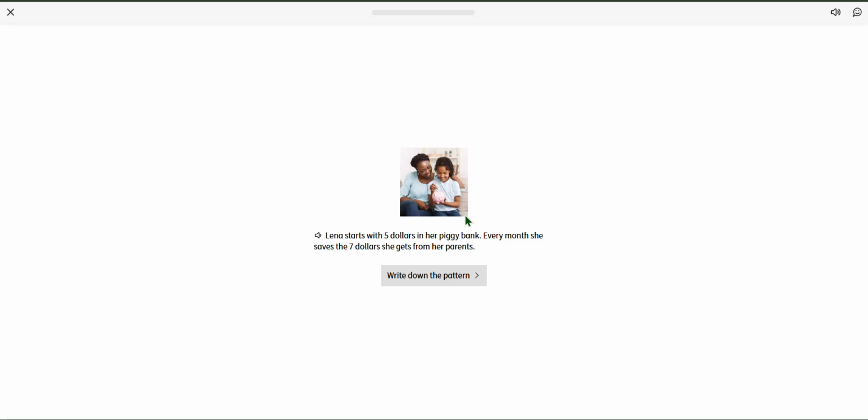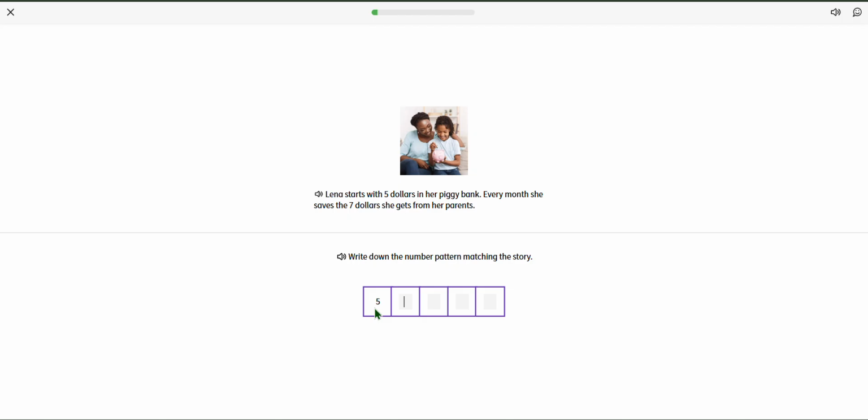Lena starts with $5 in her piggy bank. Every month she saves the $7 she gets from her parents. So she starts with $5, and then every month she adds $7 to that. Write down the number pattern matching the story.